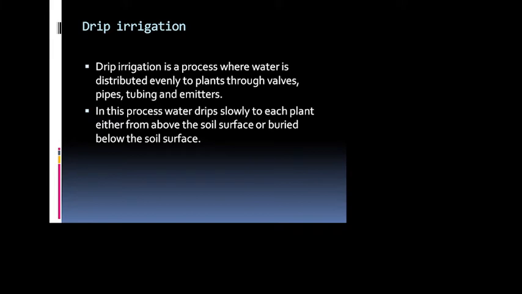Okay, now let's see what is drip irrigation. Drip irrigation is a process where water is distributed evenly to plants through valves, pipes, tubing and emitters. So through the pipes, tubing, emitters, water is provided to the plants, and in this process the water drips slowly to each plant either from above the soil surface or buried below the soil surface. So these pipelines which run carrying the water, they either run above the soil or below the soil. From there water drips down slowly to each plant.